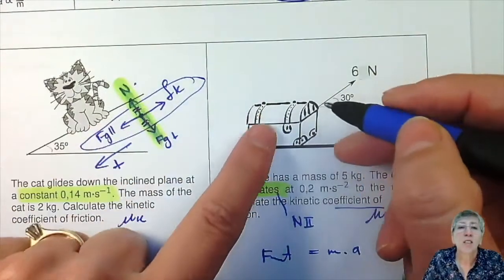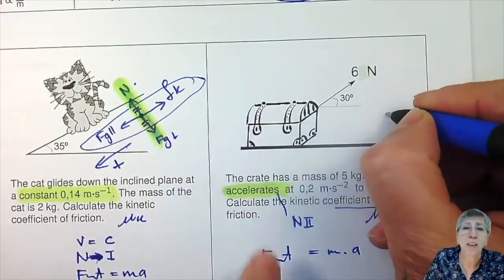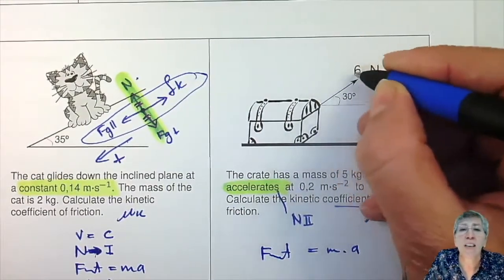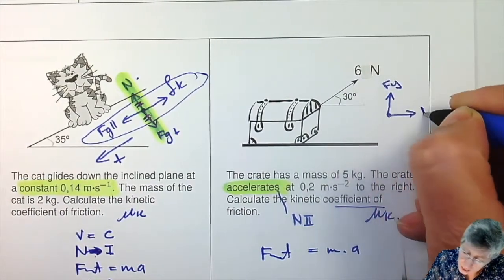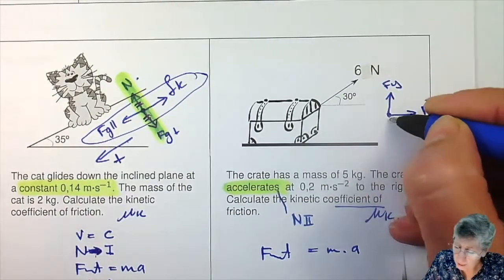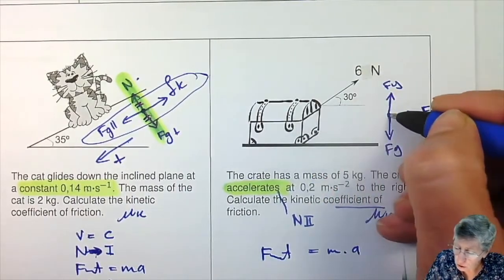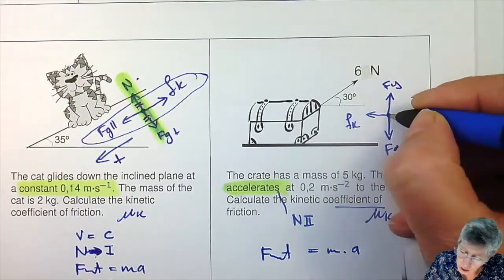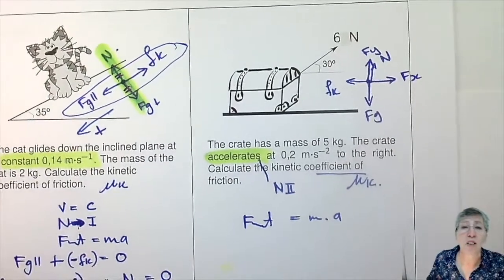Now, let's start by drawing a free body diagram. Even if they don't ask you for a free body diagram, I need one to think. So here I'll take that 6 and replace it with an Fy and an Fx. And then obviously there's also gravity. If it's moving to the right, then to the left you will have the kinetic friction, and there's also a normal force in the upwards direction.